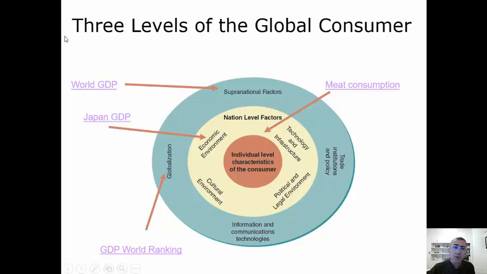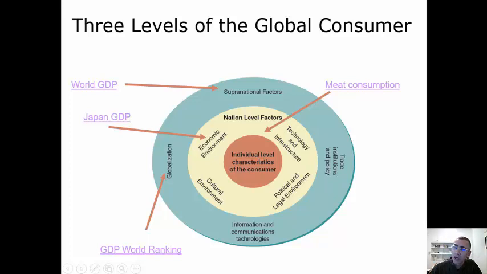All right, so here we are now on page 181, where we have this graph. As you look at the individual levels, characteristics of the consumers, what surrounds that are the national level and supranational factors. So at the very heart of it, you have the consumer, right? What I did here is I wanted to look at different factors of consumption throughout the world and how they're affected based on the individual level characteristics of the consumer.